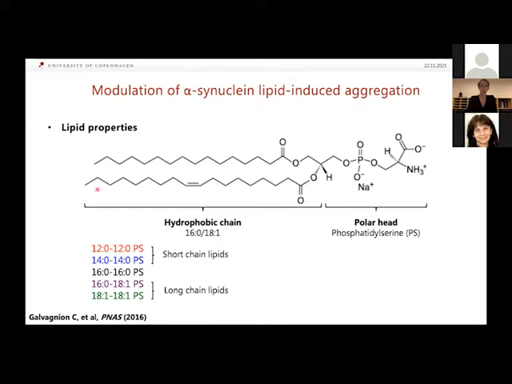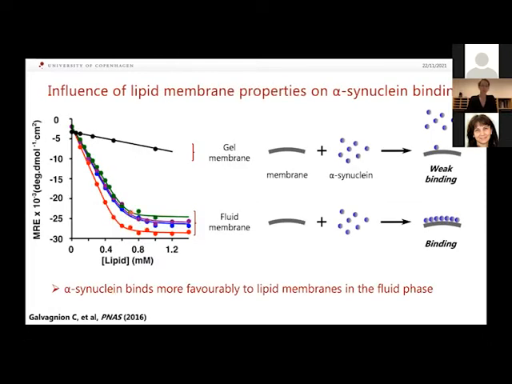And we then varied the chain properties. We used lipids with a chain length going from 12 to 18 carbons. We also varied the number of unsaturations, which is the double bond in the chain, from 0 to 1. So we made vesicles out of those 5 lipids, and we incubated them with alpha-synuclein. Under those conditions, all membranes except DPPS membrane were in the fluid phase. You can see here on this binding curve that alpha-synuclein binds in the same way, with the same affinity, to all membranes in the fluid phase, independently of the lipid that it is formed with.